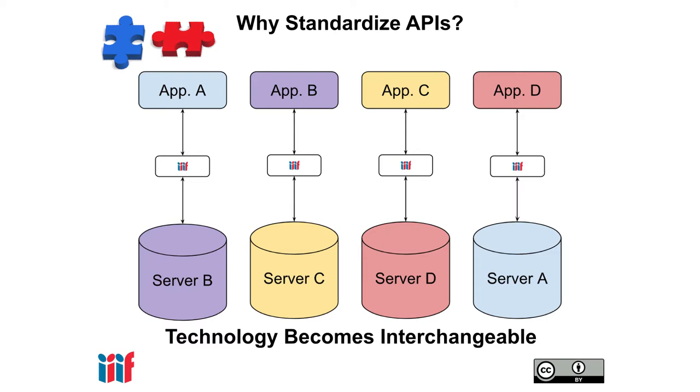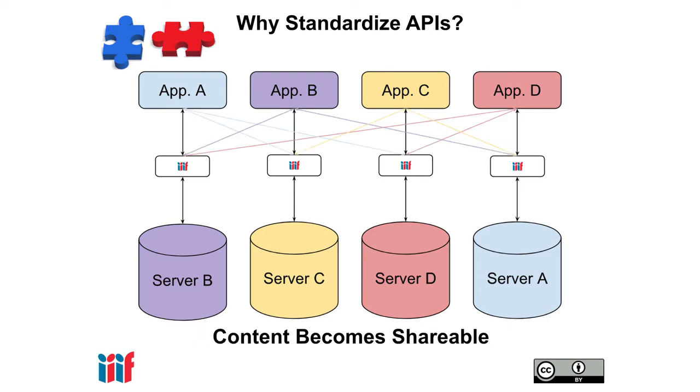So technology becomes interchangeable. And finally, of course, most important to our early goals, content becomes shareable. It's not just you having the ability to pull content off of your own servers, but as Ben demonstrated, bringing your applications to where the content is, rather than the other way around, which is what we're more used to having to try.